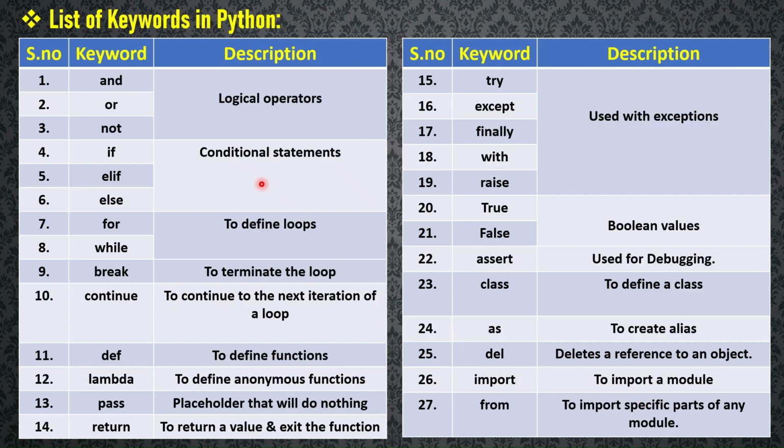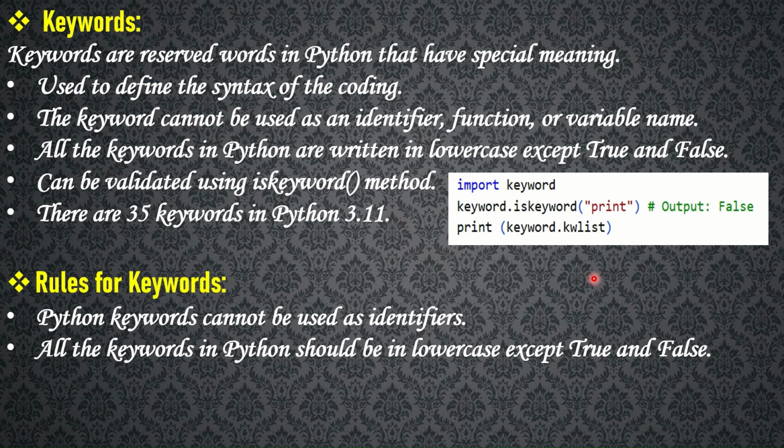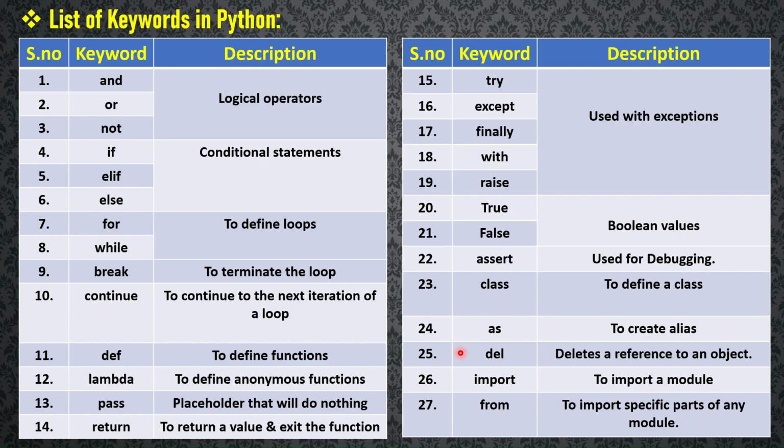So we have a list of 35 keywords in Python, right? If you can see here, there are 35 keywords in Python version 3.11. Python always releases some updates in the form of versions. So according to this version 3.11, we have totally 35 keywords present. Now let's see what these 35 keywords are. Here I have given the list of 35 keywords.